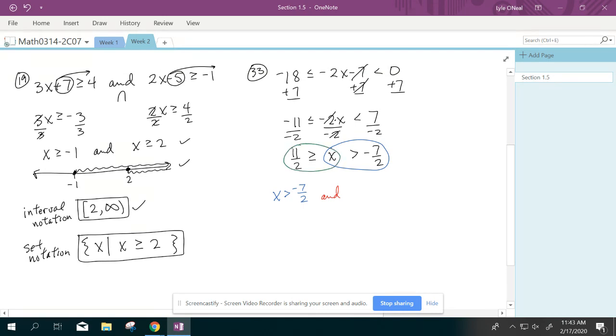And look at the green part. That says 11 over 2 is greater than or equal to x. I don't really like the x being on the right-hand side. So can I take the green circle and flip it? I want to take this and flip it around so that it says x is less than or equal to 11/2.